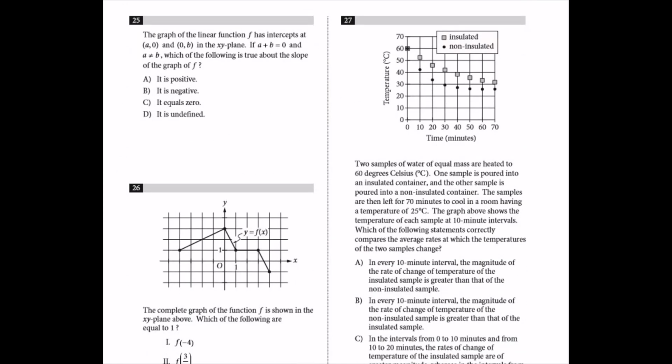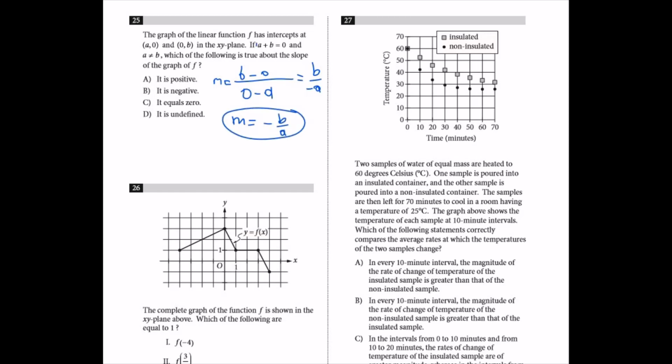Number 25. The graph of a linear function f has intercepts at a, 0 and 0, b in the xy plane. If a plus b equals 0 and a is not equal to b, which of the following is true about the slope of the graph of f? So let's apply the slope formula because we have 2 points already here. So let's apply delta y over delta x. So b minus 0, which is y2 minus y1, over x2 minus x1, 0 minus a. So here we're going to obtain b over negative a. So here we see that slope is negative b over a.